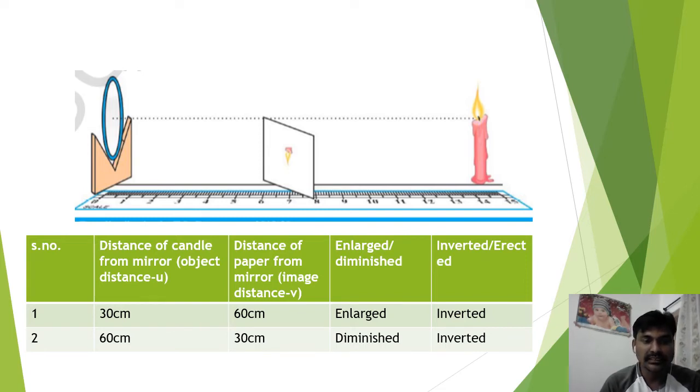Next, in the second case, I got object distance, that is u, it is 60 centimeters, and image distance v is equal to 30 centimeters. In this case the nature of the image, it is diminished and inverted.